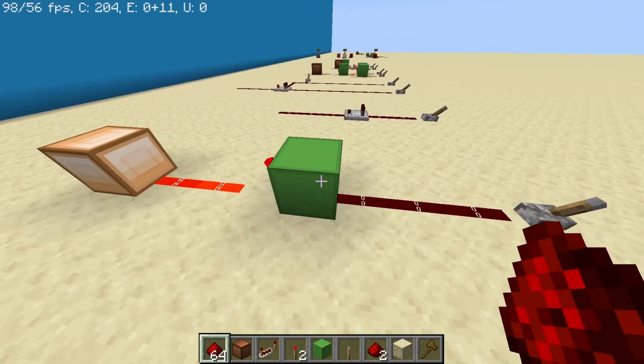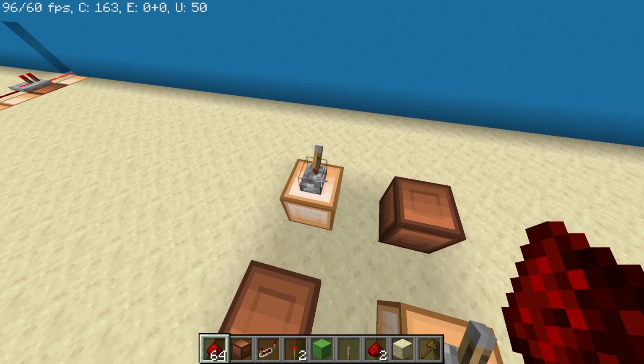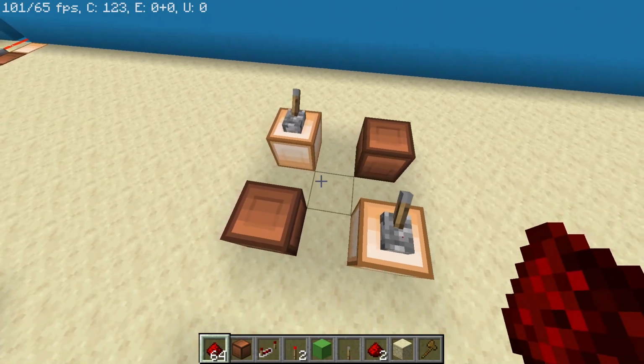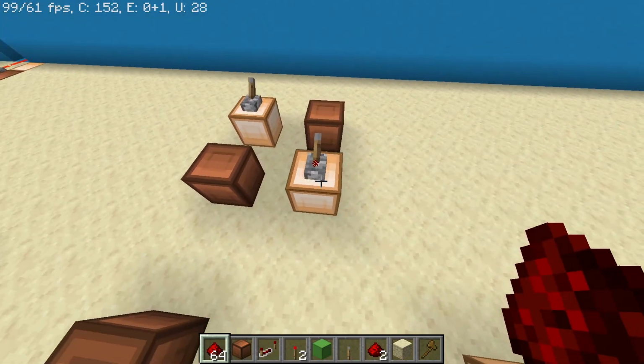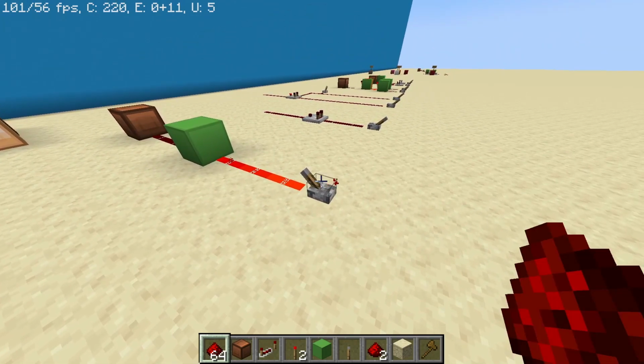Then we got the inverter. This is our first logic gate. The truth table of that is very simple. If the input is on, the output is off. If the input is off, the output will be on. We can see that over here. If I flick this lever, it will turn off, and if I turn it off, it will turn on.